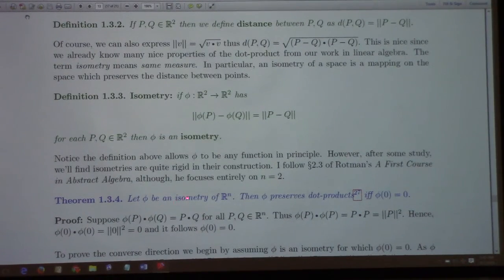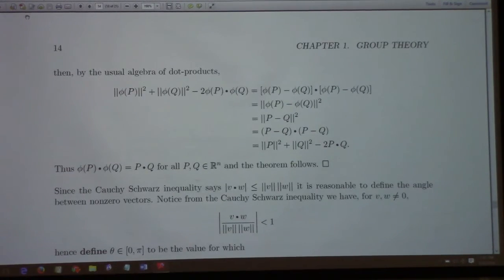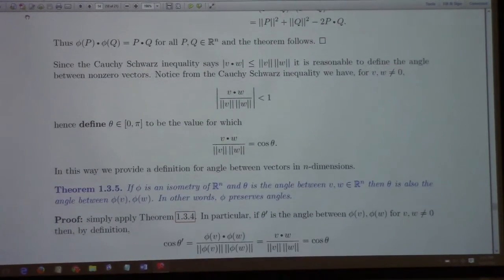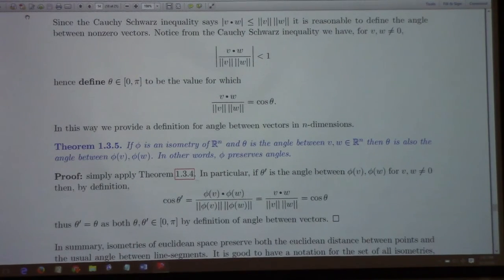So a fundamental theorem of isometries is that the isometry preserves dot products if and only if the isometry fixes the origin. So if the isometry sends 0 to 0, it's going to preserve dot products. And the proof is actually pretty easy to follow. It's just like a little dot product identity thing. If I had more time, I'd go through it. If you want to, I'll go through it carefully with you in office hours if you ask me. So that's the first thing. An isometry which fixes the origin preserves dot products.